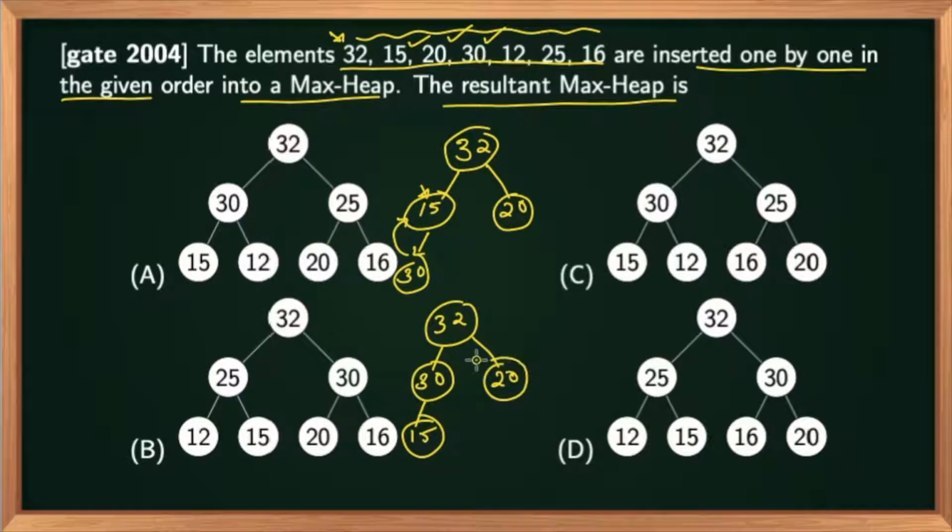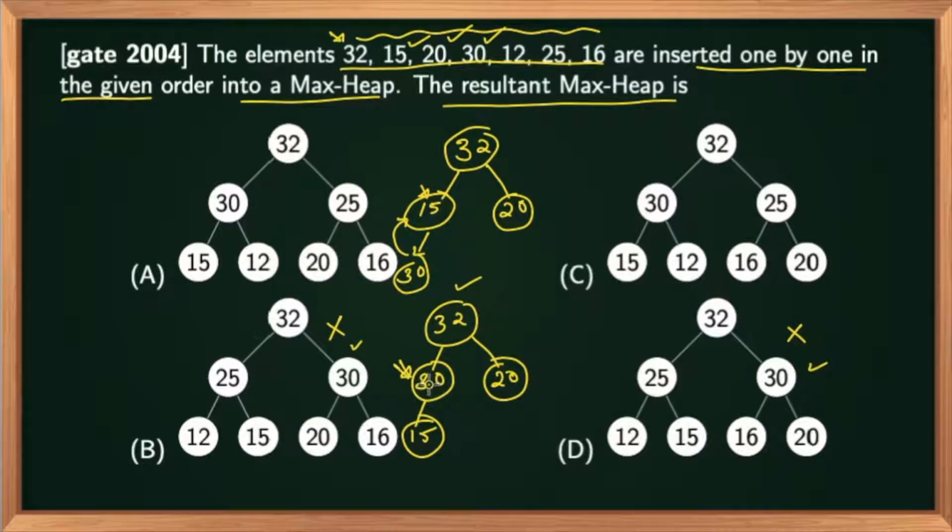Now, one thing you should understand is that this value 30 is now on the left side. It can move to the right side only once it has to move to the root, and then it is possible that it may move to the right. But we have 32 here, which means our value 30 will never move to the right of this heap. So choice B is wrong because 30 is on the right side, and choice D is also wrong because 30 is on the right side.